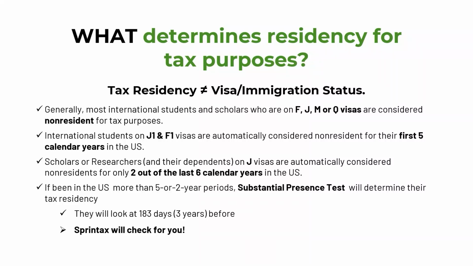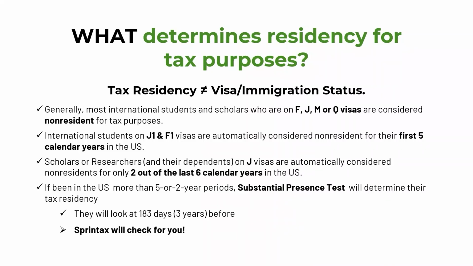After either 2 or 5 calendar years, the IRS will use your substantial presence test to figure out your residency for tax purposes. The substantial presence test reviews the number of days of your presence in the U.S. in the last 3 years to determine your residency tax status. If you are considered a resident for tax purposes, Sprint Tax will not proceed with your filing, and you'll need to use a resident tax provider, like TurboTax, to file your taxes.